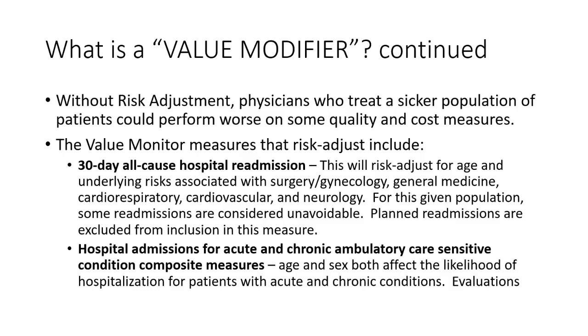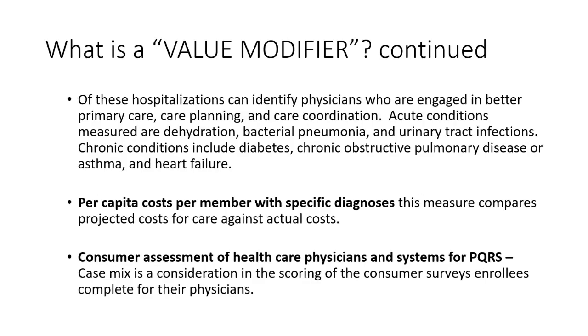2, hospital admissions for acute and chronic ambulatory care sensitive condition composite measures. In this one, age and sex both affect the likelihood of hospitalization for patients with acute and chronic conditions. Evaluations of these hospitalizations can identify physicians who are engaged in better primary care, care planning, and care coordination. Acute conditions measured are dehydration, bacterial pneumonia, and urinary tract infections. Chronic conditions include diabetes, chronic obstructive pulmonary disease or asthma, and heart failure.